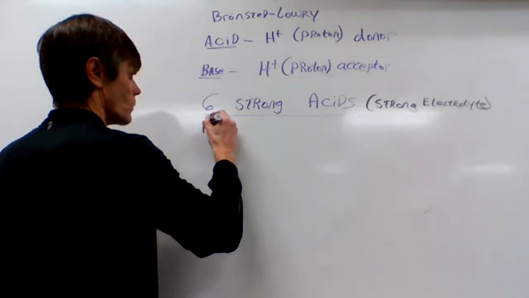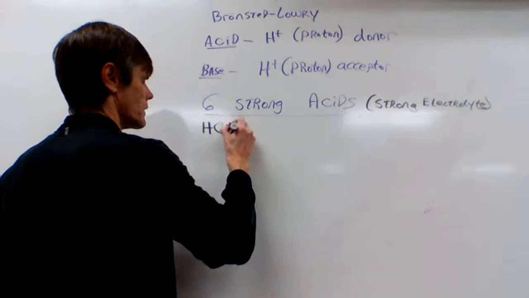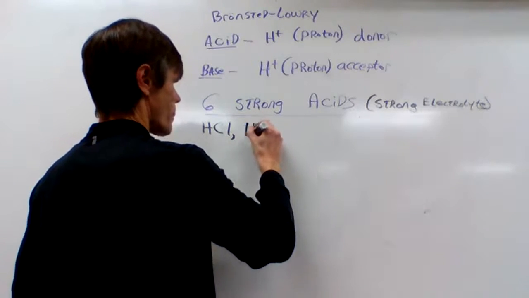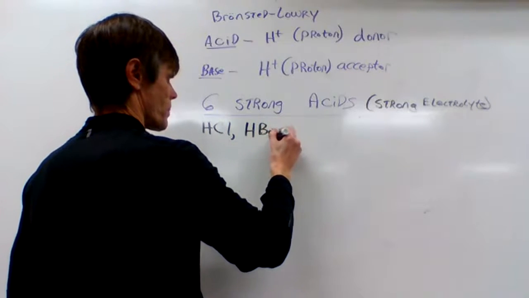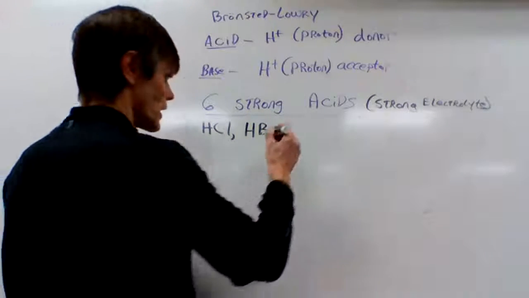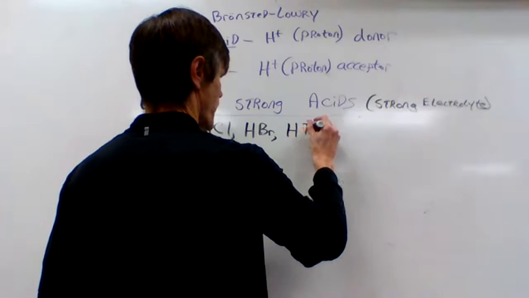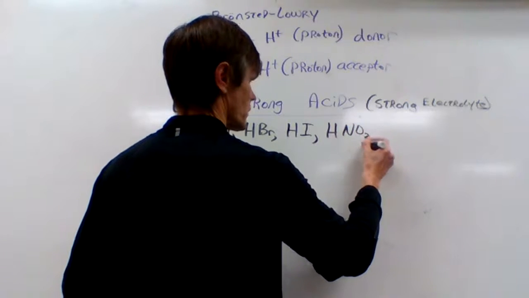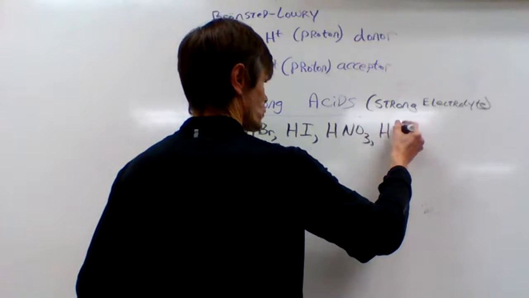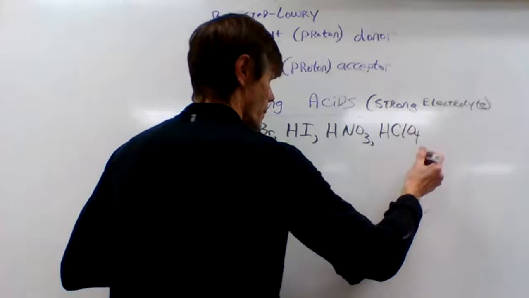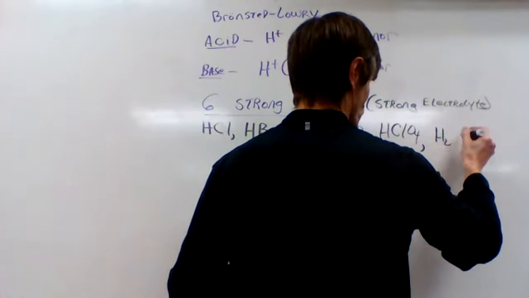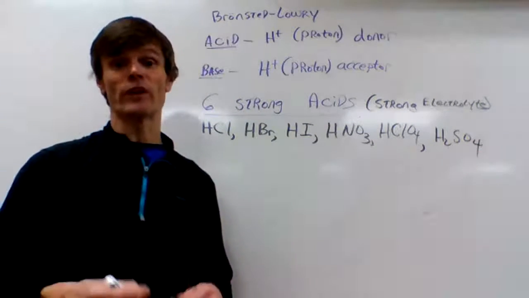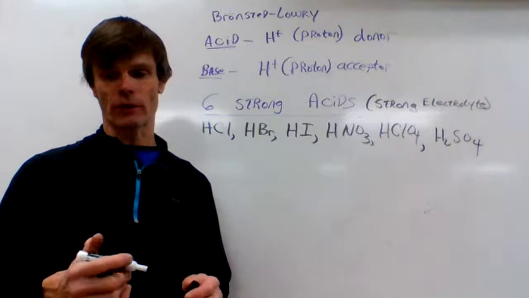HCl. We'll go over how to name these later today. HBr. HI. HNO3, HClO4, and H2SO4. We'll learn their names more when we go into how to name acids and terminology.